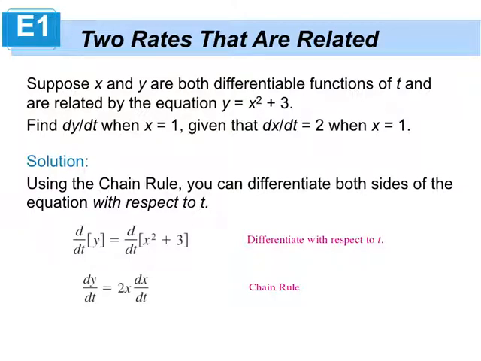So when you plug in for that equation, it would be dy over dt equals 2 parentheses 1 parentheses 2. So that would give us 4. Did I do that right? Yeah. So we should get an answer of 4.